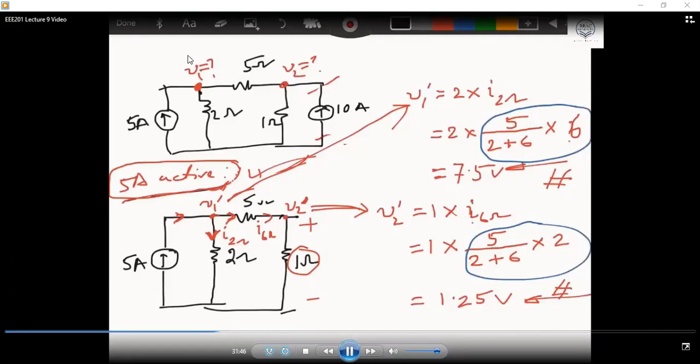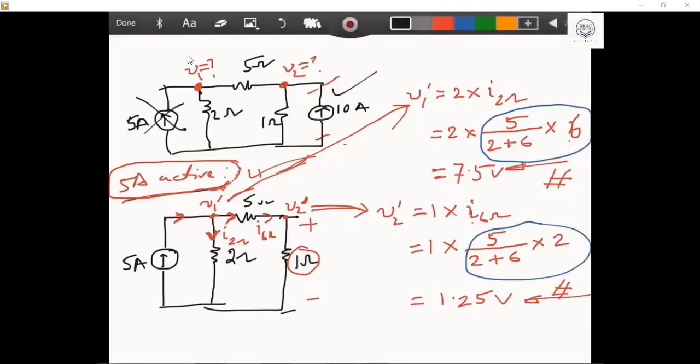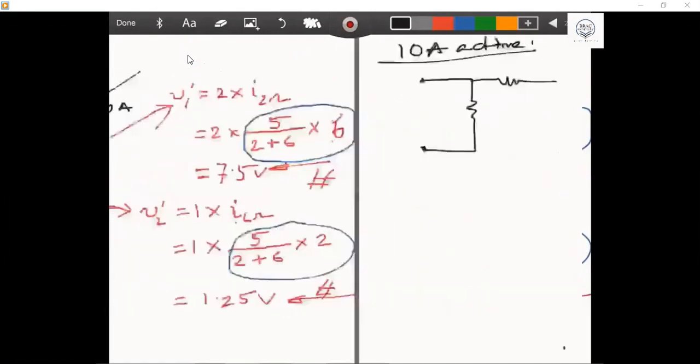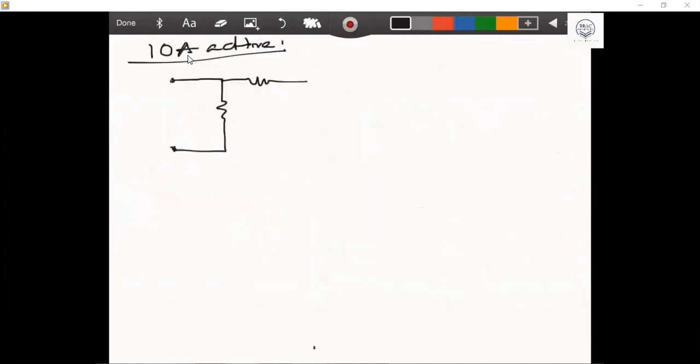One you have to take it off. This one you keep it. This is called 10 ampere is active. So what to do? 5 ampere, how to deactivate? Again, it should be cut off. Take it off. Then only this 3 resistor and the 10 ampere is remaining. So we can say that this is the new circuit for 10 ampere active, which you can see over there.